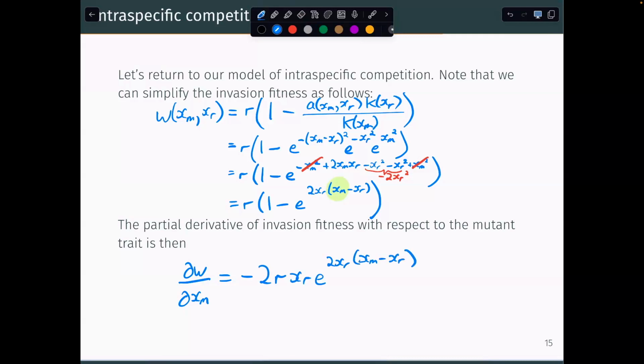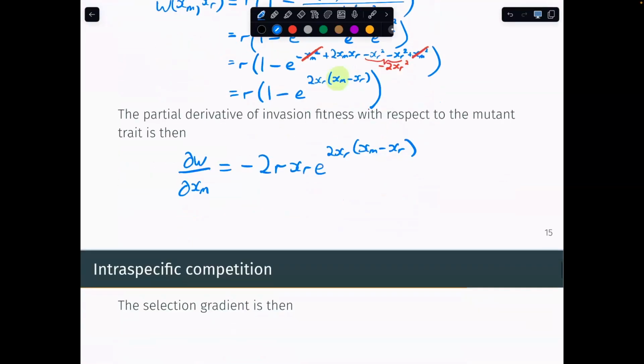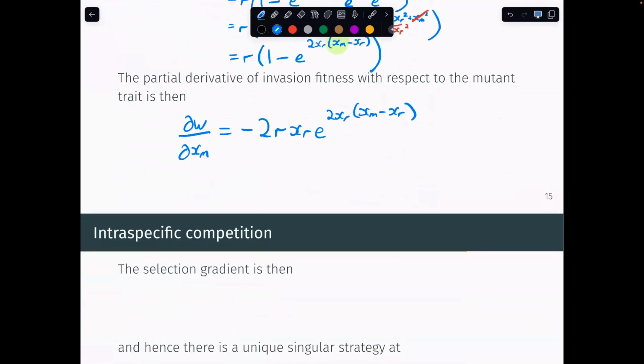Okay, so we have a minus r coming out the front. We have 2xr times xm here, so when we take the partial derivative with respect to xm, this 2xr is going to come out the front as well, so we get minus 2r xr, and everything else in the exponent stays the same. So that's the partial derivative of invasion fitness with respect to the mutant.